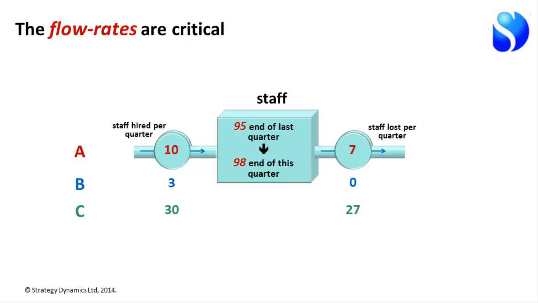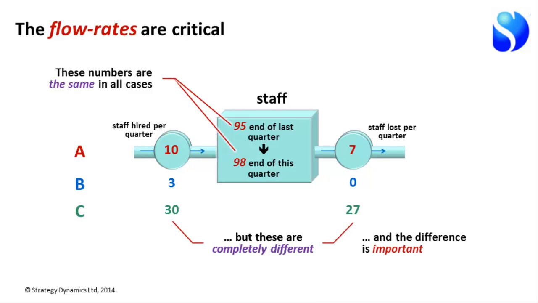The stock has changed by the same amount, but the implications of those different flow rates are extremely serious. And that doesn't just apply in the HR world. That would be the same if we were talking about the stock of a company's customers, right? If we had 95 customers and 130 and lost 27, you know, we would not be too pleased. Those two numbers in the stock are the same in each case, but the numbers flowing in and out are different, and the difference really, really matters.